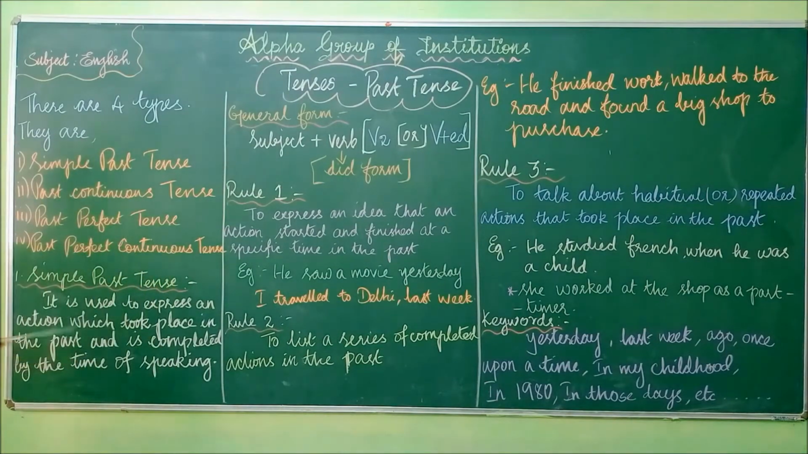Okay, so what is the definition for simple past tense? It is used to express an action which took place in the past and is completed by the time of speaking. Tell me now, what is simple past tense? Simple past tense is used to express an action which took place in the past and is completed by the time of speaking.